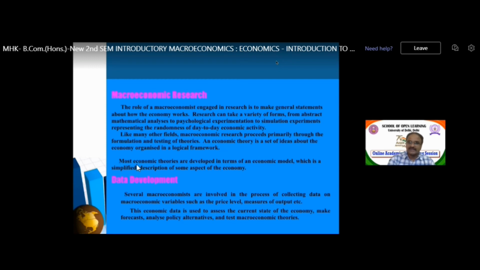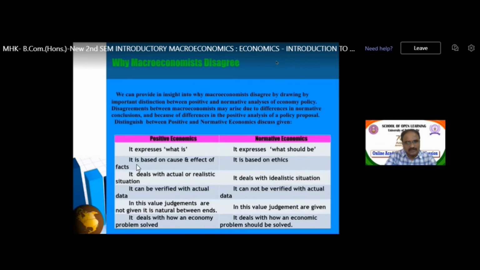Next, data development. Data development is also a role where macroeconomists are involved in the processing and collection of data. As an economist, we have to collect the data and analyze the data to show the growth of the country or the growth of other factors too. Okay, and the last point in this unit is why macroeconomists disagree.